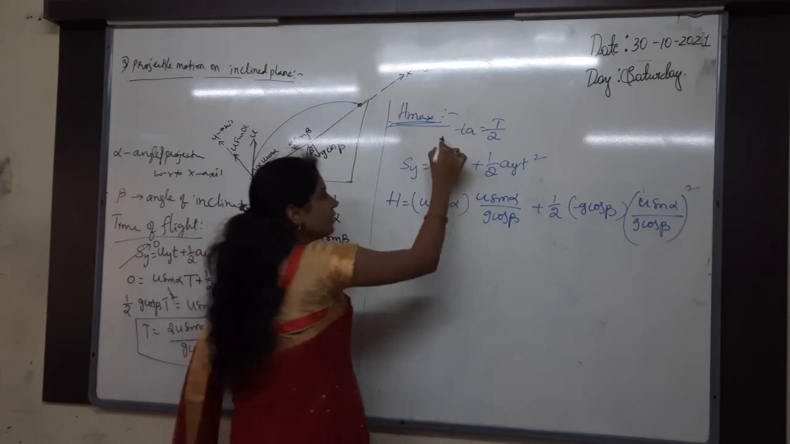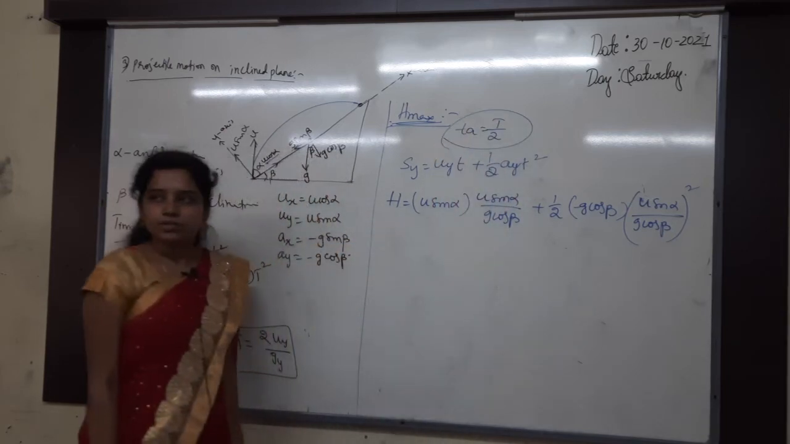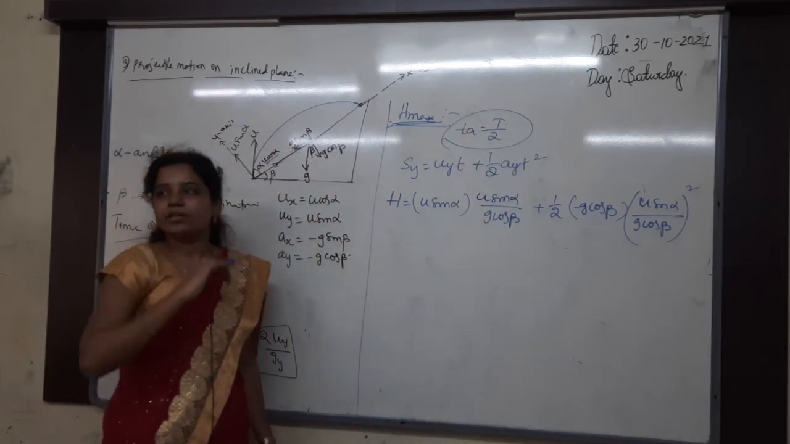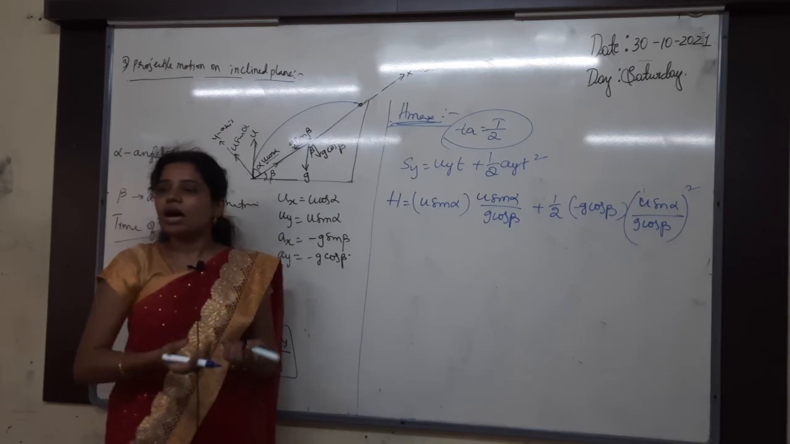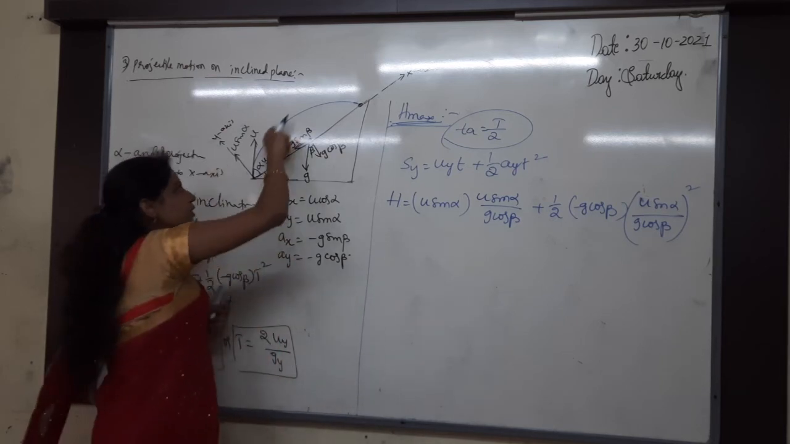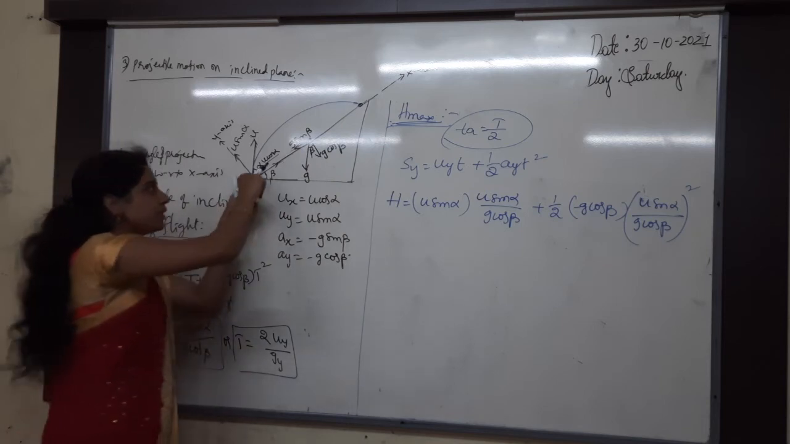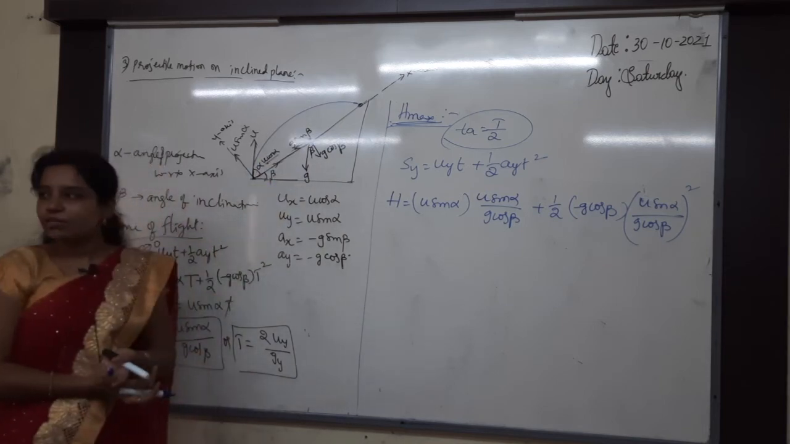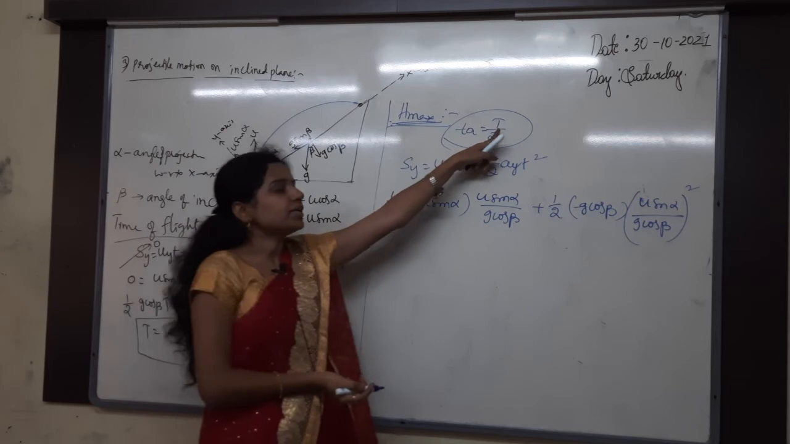The main thing you have to understand here is that it is reaching the maximum height, so how much time is it covering? Half of the total time. See, from here to here is T. So from here to maximum height is how much? T by 2 only, no? So that T by 2 time only it is covering.